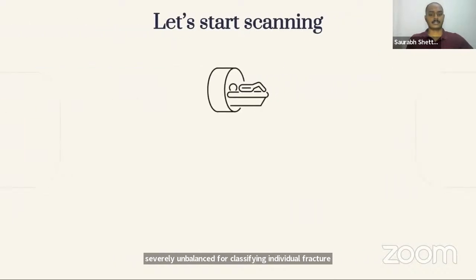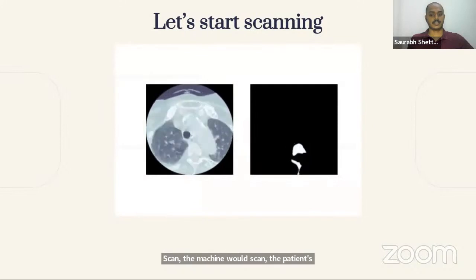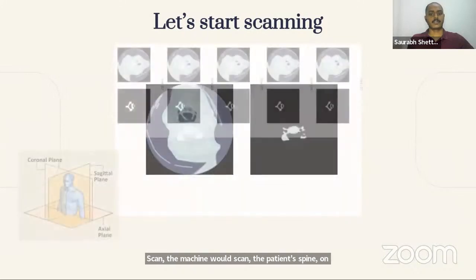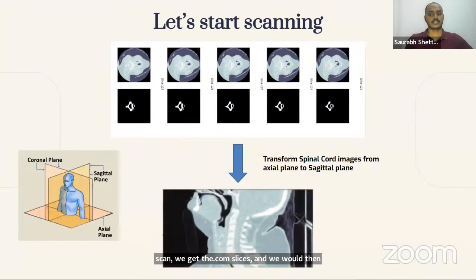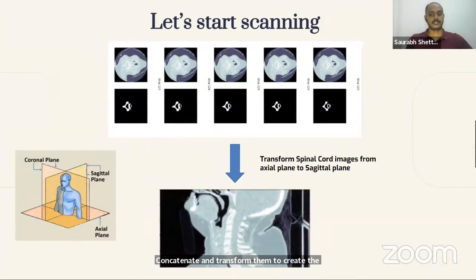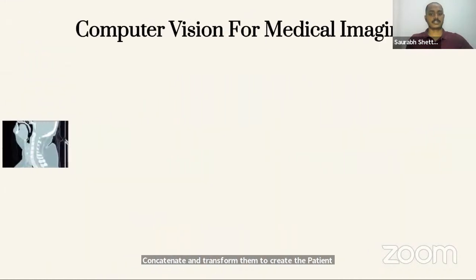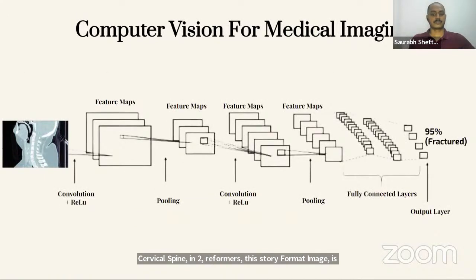So how would our app work? Assume a patient comes in for a CT scan. The machine would scan the patient's spine on the axial plane, as depicted in the video. From the scan, we get the DICOM slices, and we would then concatenate and transform them to create the patient's cervical spine in 2D format. This 2D format image is then fed to a convolution network architecture, which predicts whether the patient's cervical spine is fractured or not. So let's get on to our results.